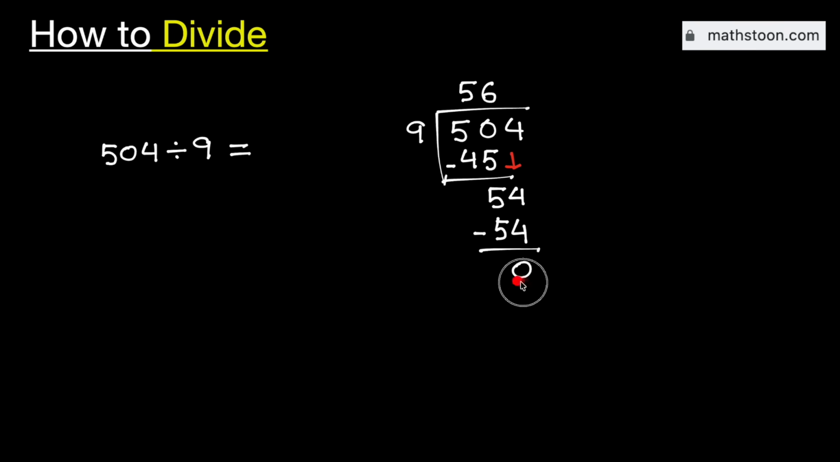As we have got the number 0 and we have no number to bring down here, so we will stop. Therefore, 504 divided by 9 is equal to 56. And this is our final answer.